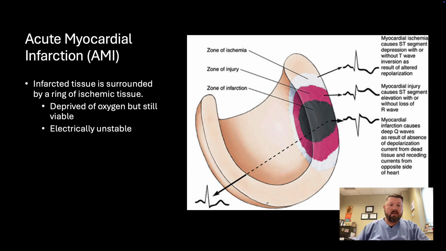So in this case here, you see that you've got 3 zones of infarction. You've got your zone of infarction, you've got your zone of injury, and you've got your zone of ischemia. If you notice in the zone of ischemia, it gives you an example here of a flipped T wave. In the zone of injury, you're starting to have a little bit of a Q wave, but you're having ST elevation. And in the zone of infarction, now you've got a Q wave and you've got substantial ST elevation.